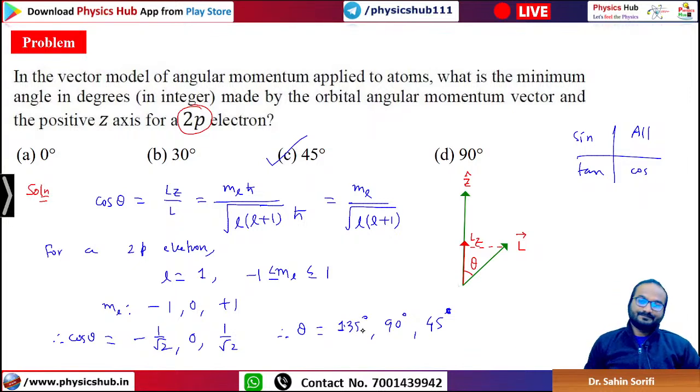Okay. It is not adding 90 degree, it is 180 degree minus 45 degree. So in that way we get 135. So the minimum one is 45.